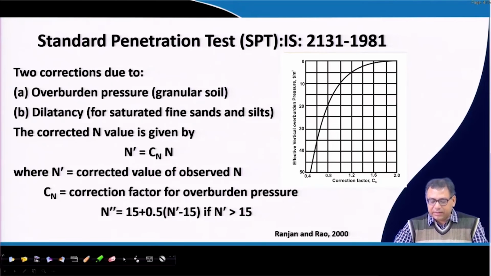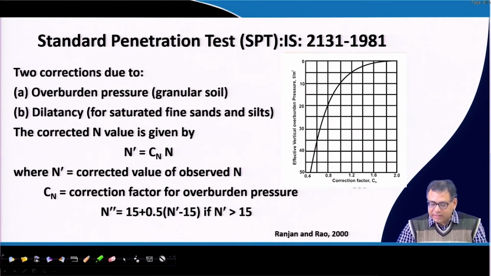And if the effective overburden pressure is less than 10 ton, then you can see the Cn value is greater than 1. And if the effective overburden pressure is more than 10 ton per meter square, then Cn value is less than 1. Which means that if your effective overburden pressure is more than 10 ton per meter square, then you will get the higher N value that you have to reduce by applying this overburden correction.